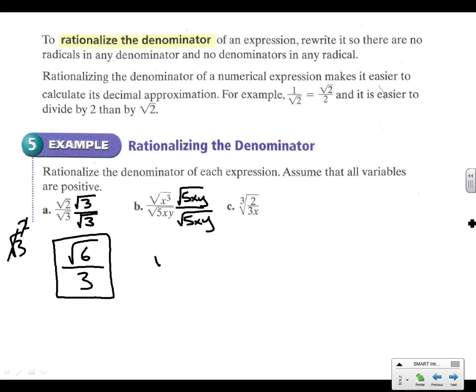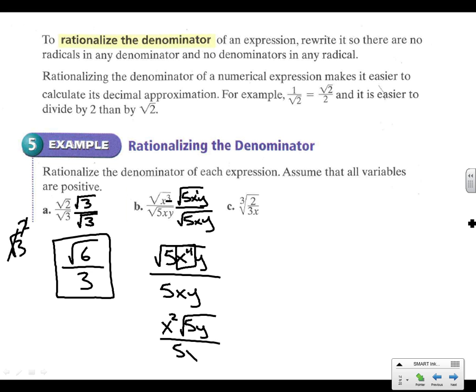We're going to get root 5. Add your x's together, 3 plus 1 more, x to the fourth, y, over 5xy. All right, we can clean this up a little bit because this x to the fourth is going to come out and be x squared on the outside, over 5xy. And then look at this, we're going to cancel some x's, so final step here would be x root 5y over 5y. All right, so a lot of simplifying to do on that one.